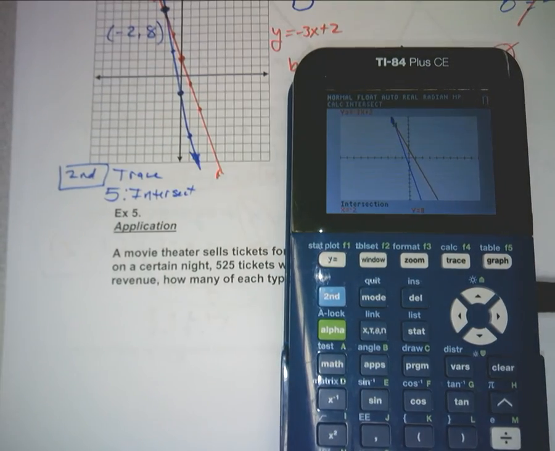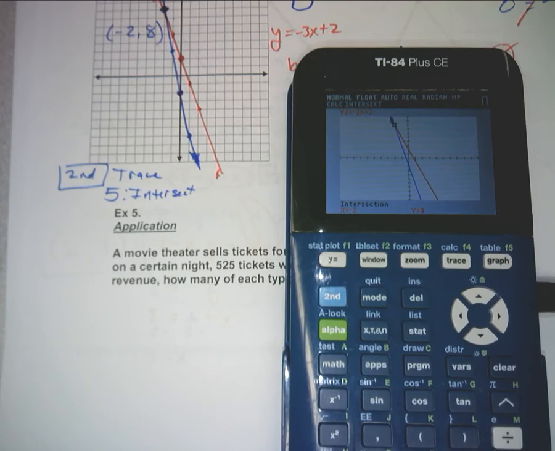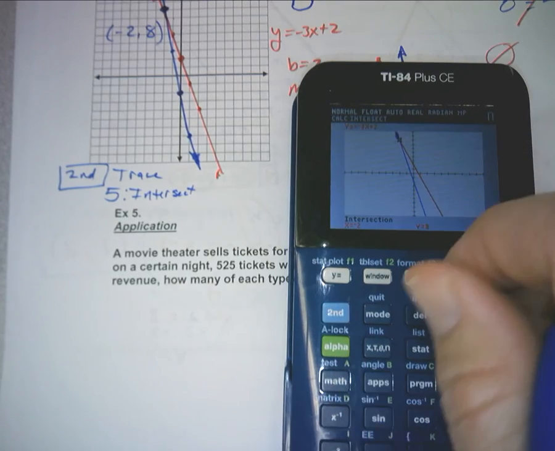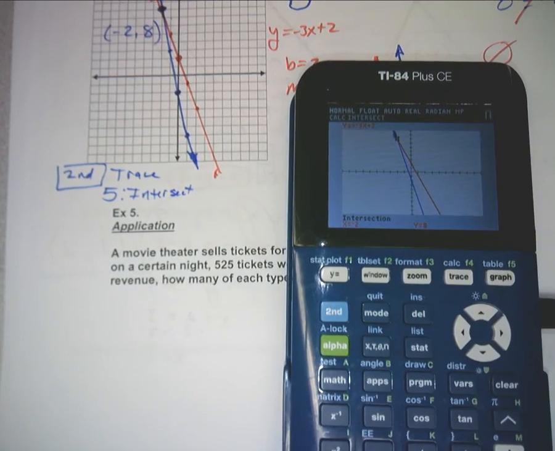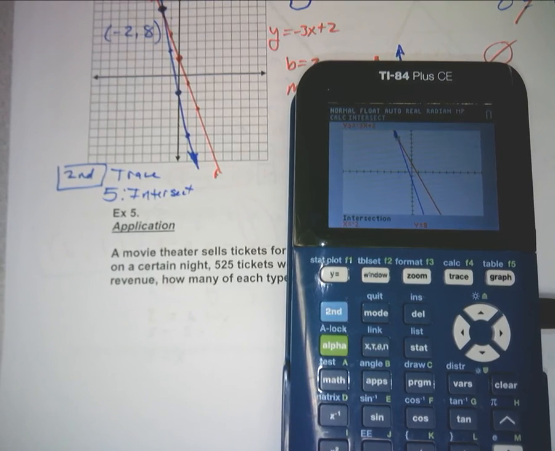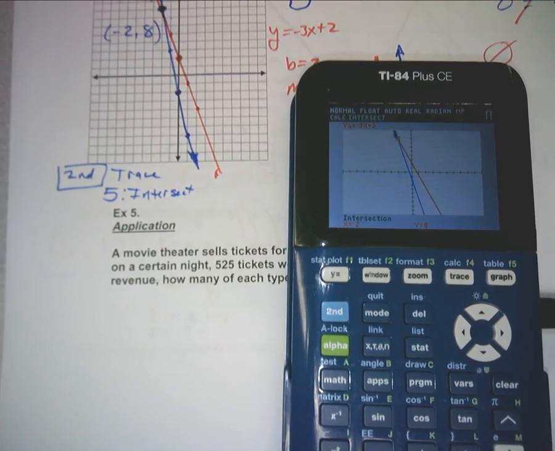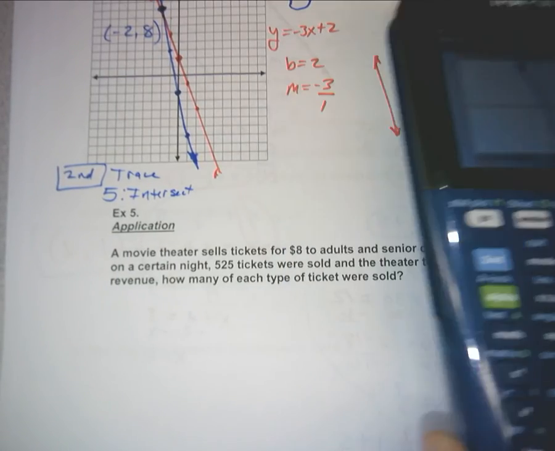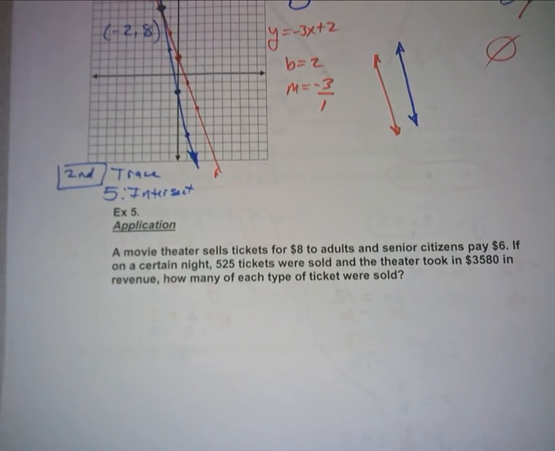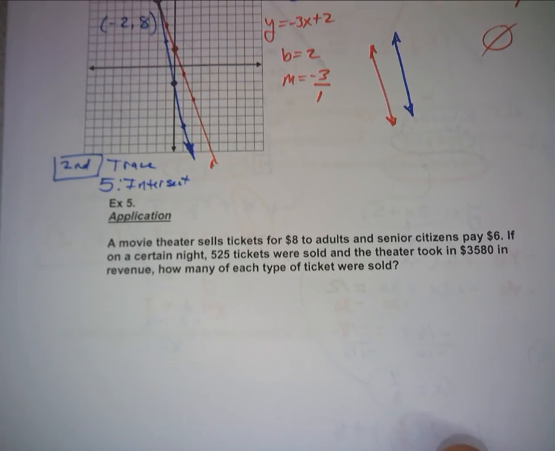So second, trace, intersect, and we can find that intersection. The nice thing is I could use this technique to check all of 1, 2, 3, and 4. I could put those in and then check to make sure I got it right. Do we have any questions?